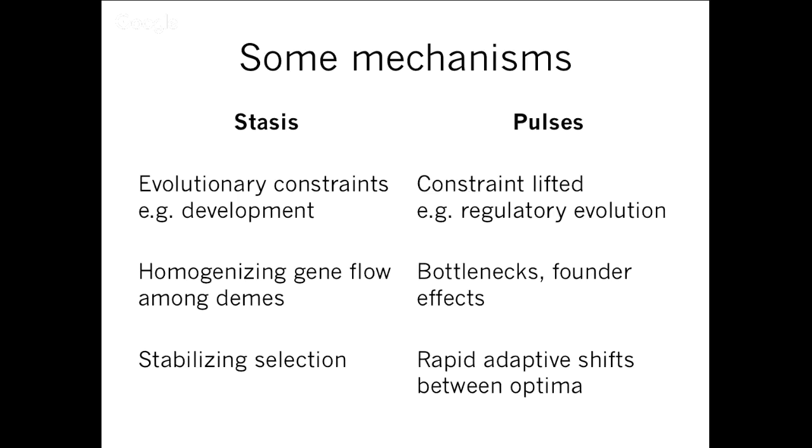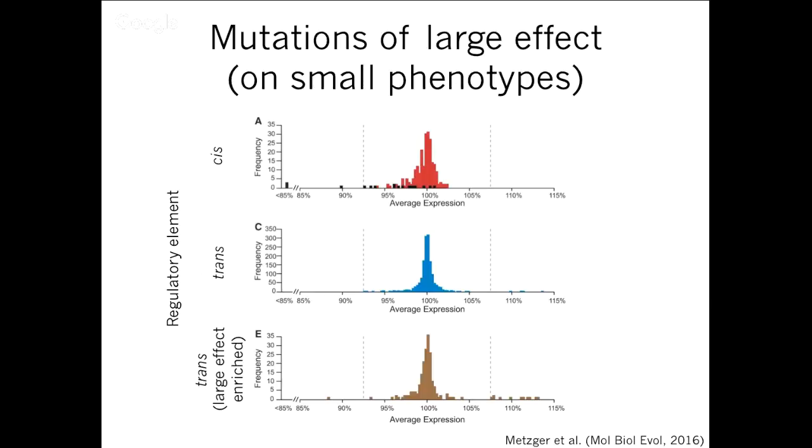And what I'll focus mostly on today is stabilizing selection around an adaptive optimum to explain stasis, and evolutionary pulses being explained by rapid adaptive shifts between optima. I just wanted to make a brief statement.